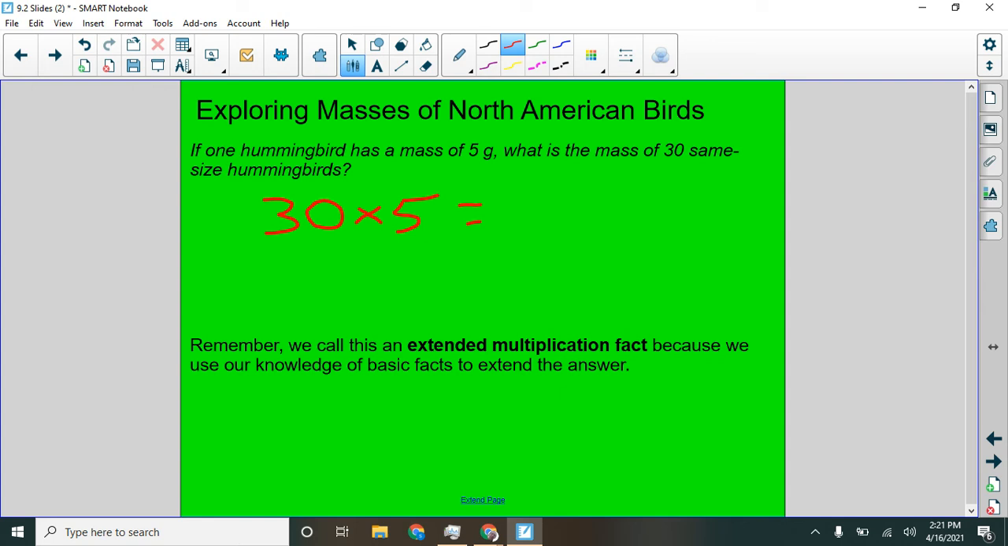All right, do you remember? What do you remember about these extended multiplication facts? Here's what we do. We use the helper fact. We cross off that 0, and what we're left with is 3 times 5. 3 times 5 is 15. What do I need to do with this 0, though? I'm not done. What do I do with that 0? I have to put it on the end over here, right? So our answer here would be 150 grams.